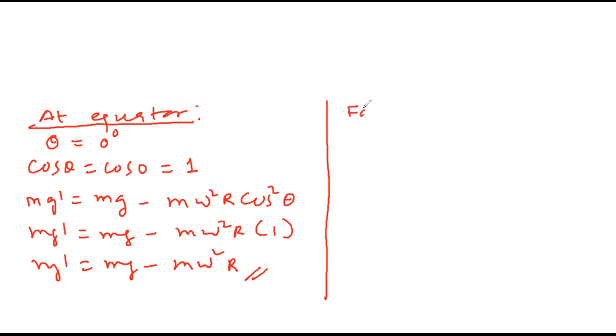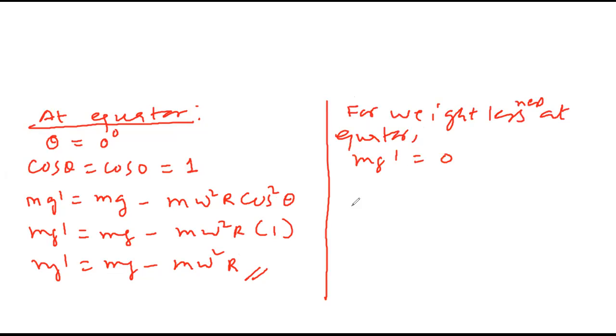Now, for weightlessness at equator, weightlessness means mg dash should become 0. So can I say mg minus m omega square R is 0?